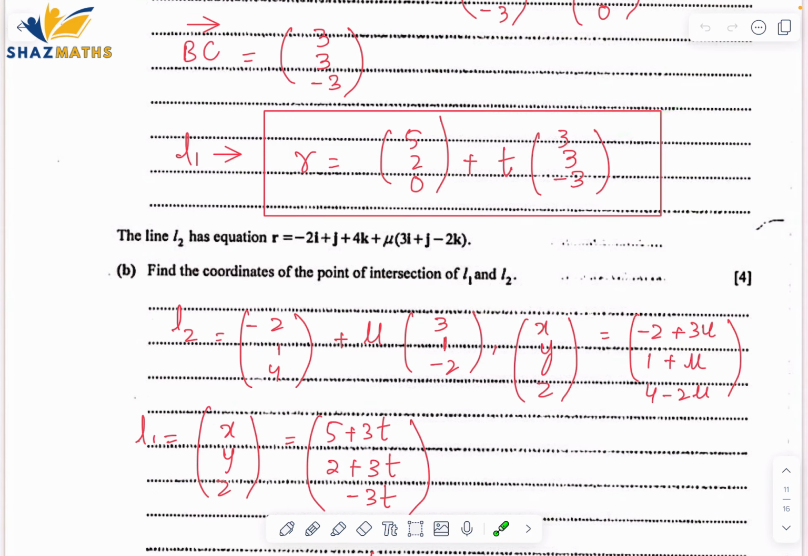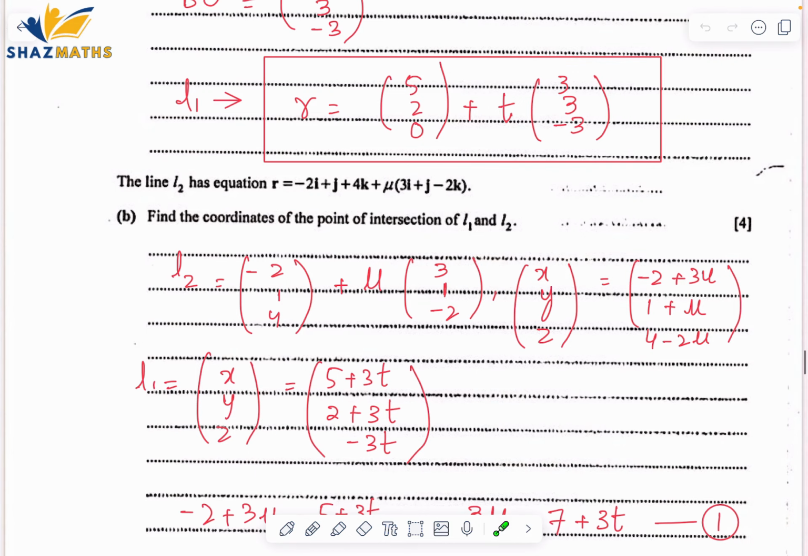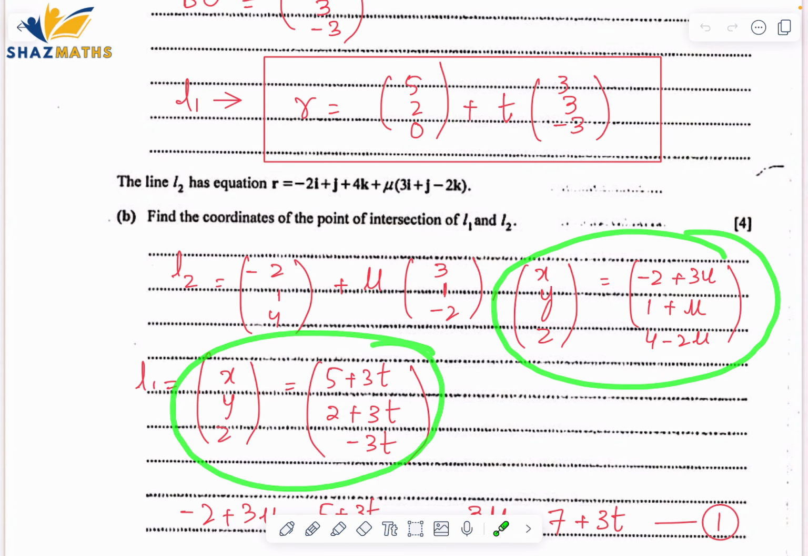The line L2 has the equation r = -2i + j + 4k + mu(3i + j - 2k). Find the coordinates of the point of intersection of L1 and L2. So, to find the point of intersection, we'll convert both of these equations into parametric forms. This is the parametric form of the second equation, this is the parametric form of the first equation.